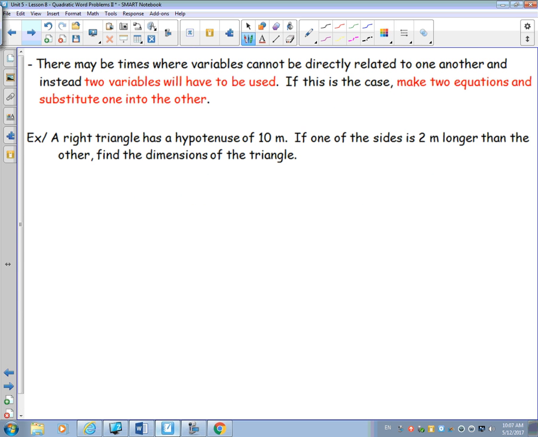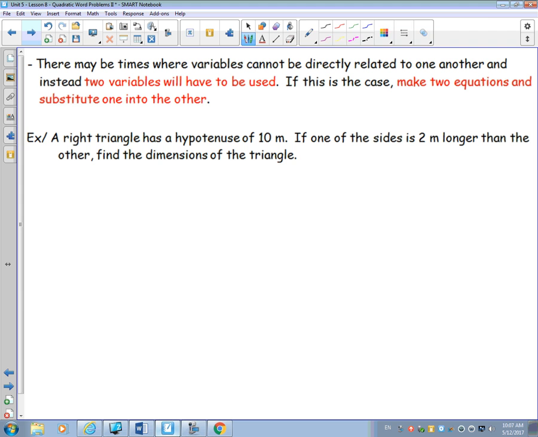All right, last one. There may be times where two variables are not directly related. If that's the case, like we did with optimal values way back when, we had two different variables. Sometimes you're going to have to deal with that. That means you're going to have to make two different equations. But if you can, try to make an equation that only deals with one variable. Try to avoid using x's and y's if you can. If you can't, well, then you have to do it. But if you can, try to.